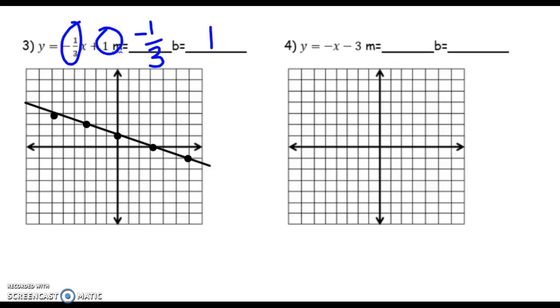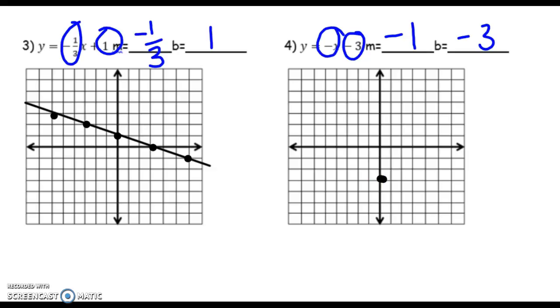Okay. Moving to the next one, I want to look and I see I have y by itself. I've got my negative x and my negative 3. Well, negative x just means negative 1. And my negative b means my negative 3. In this case, I have to go on my y-axis down to negative 3.